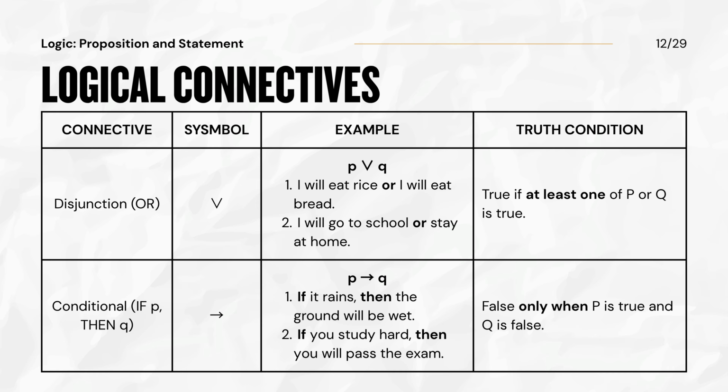Number 4 in the connectives, conditional. They use the symbol if and then. If is letter P and then is Q. Example, if it rains, then the ground will be wet. Number 2, if you study hard, then you will pass the exam. It is false only when P is true and Q is false, right?